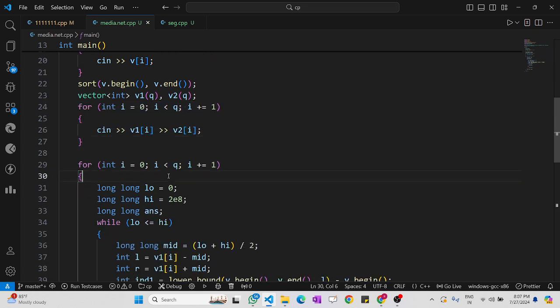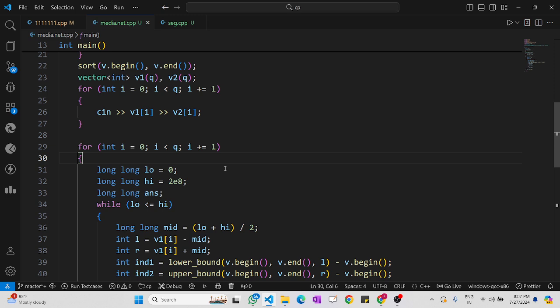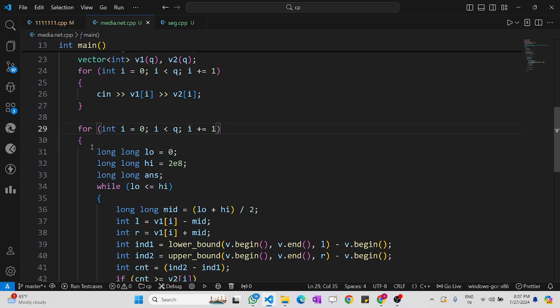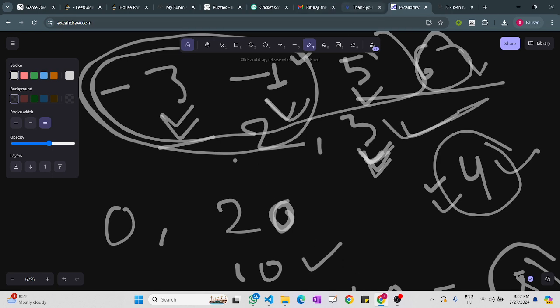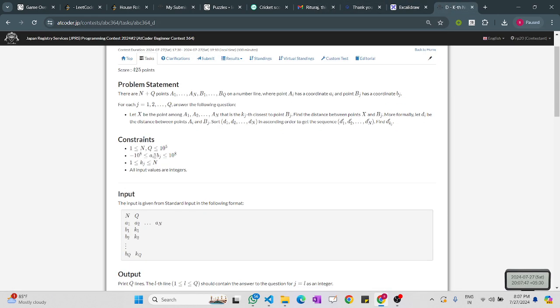Okay, and then I will go to each and every point in vector v1, like I will run the outer loop from 0 to q, and then I will compute this. I will take this low and high as a somewhat bigger range, like from 0 to 2 into 10 to the power 8, right? Because if you see the constraints in this question, ai and bj are from minus 10 to the power 8 to plus 10 to the power 8. So it might happen that in some case we can get a number equal to 2 into 1e8, so I have taken this much longer number.